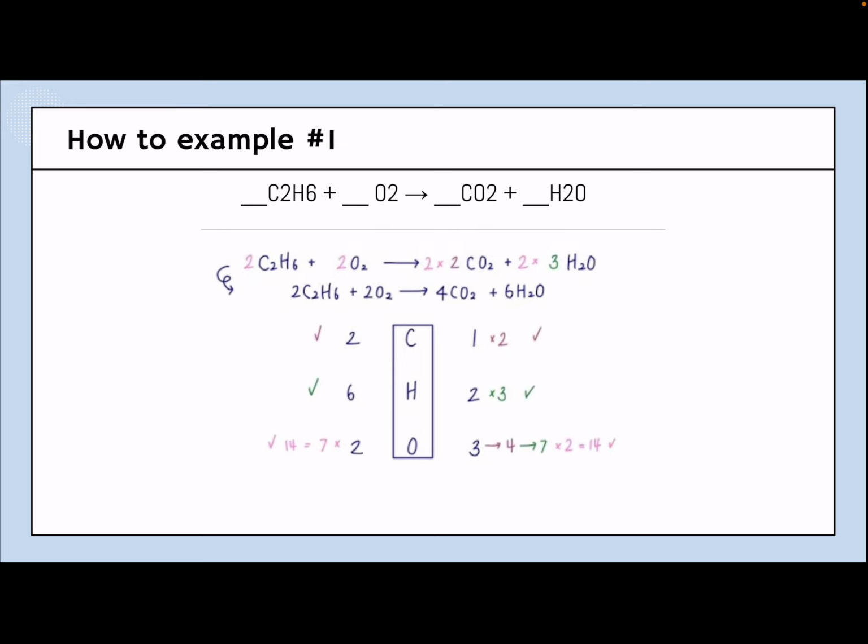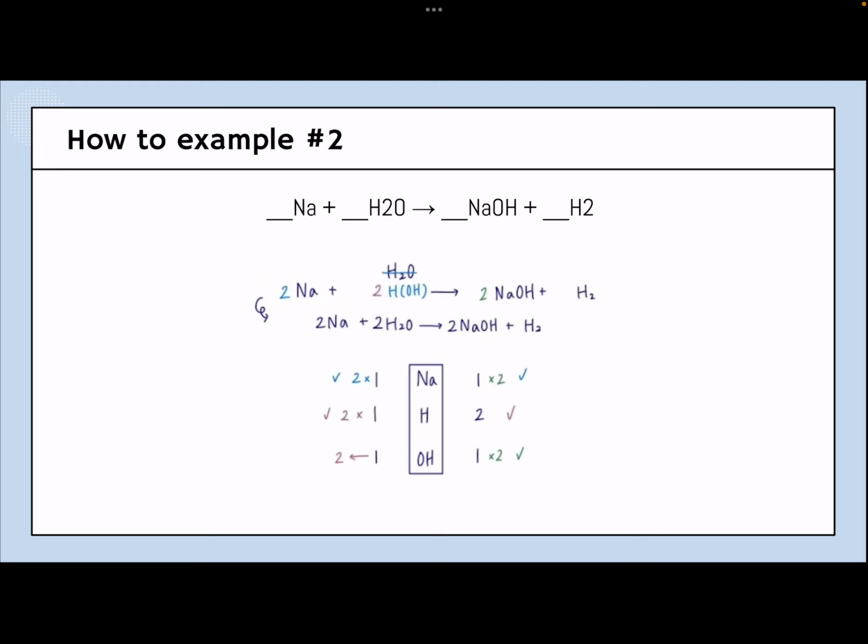To balance the 2 oxygens on the reactant and 7 on the product, we multiply O2 by 7 and double the rest of the equation. You know the drill. Try the next one for yourself.